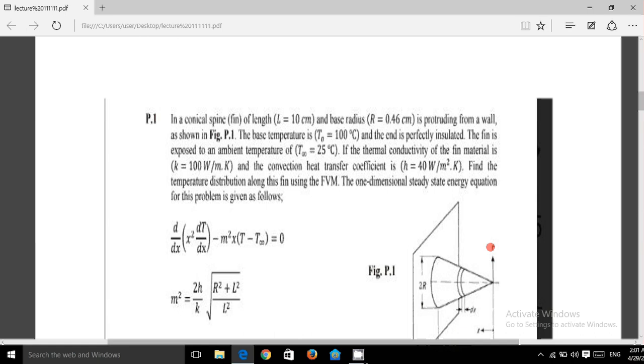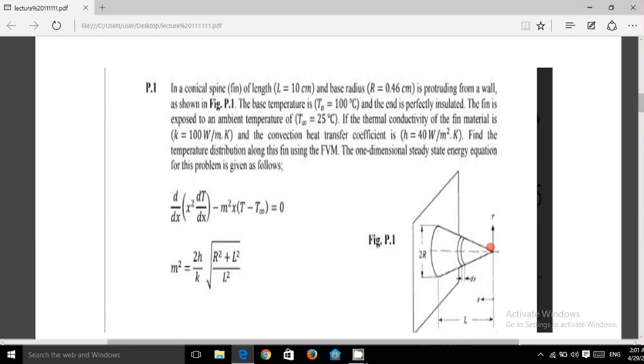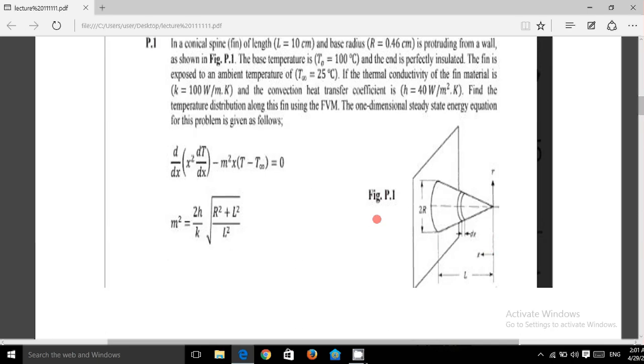The one-dimensional steady-state energy equation for this problem is given as follows. He gave me the equation of the steady-state diffusion. When you see this equation, if you are confused between steady or unsteady state diffusion, you can see that time does not exist in this equation, so the equation is steady state. If you find time in the equation, then the equation is unsteady state. So in this equation we don't have time, so it's steady state.